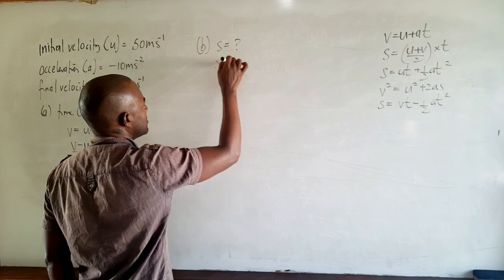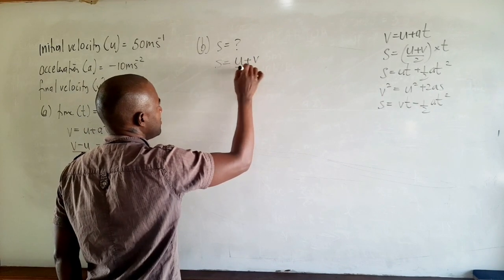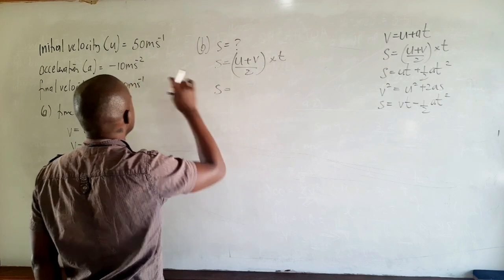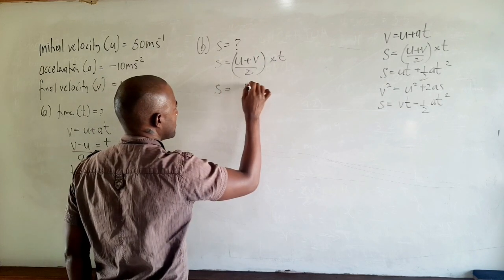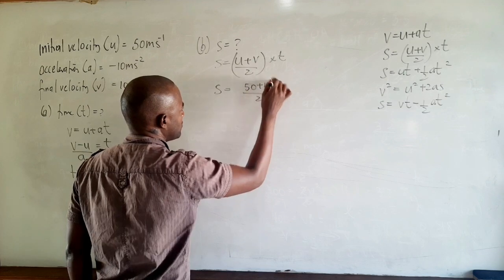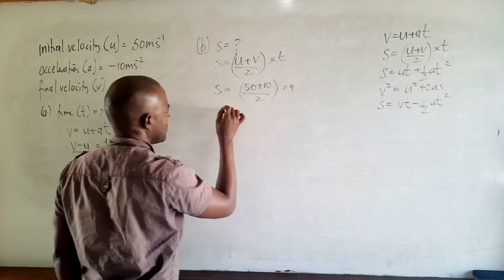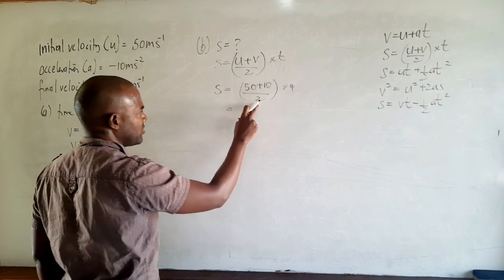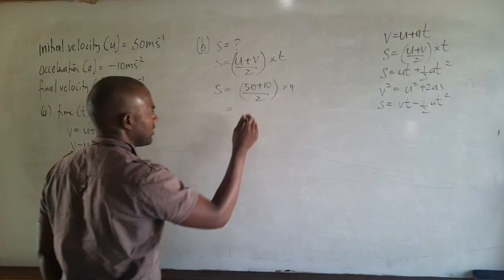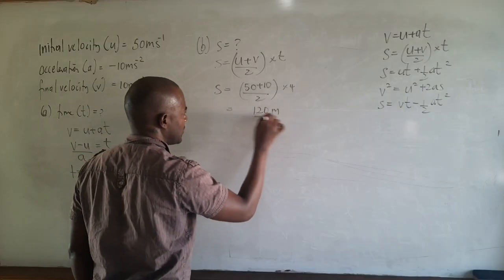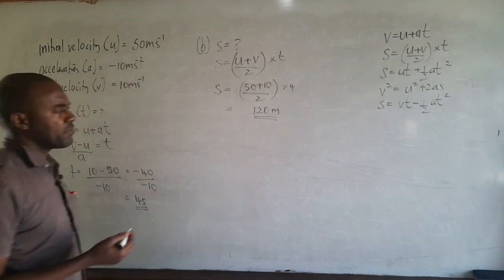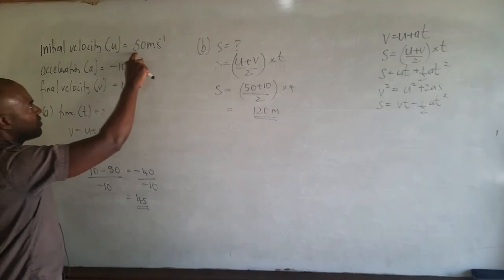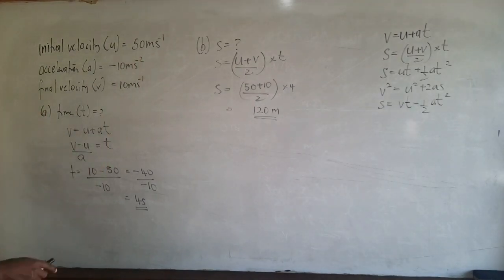So S equals U plus V over 2 times T, and this gives us S equals 50 plus 10 over 2 times 4. So we have 50 plus 10, that is 60. 60 divided by 2, that is 30. So 30 times 4 gives us 120 meters. So the aircraft would have traveled a distance of 120 meters when its velocity decreased from 50 meters per second to 10 meters per second.